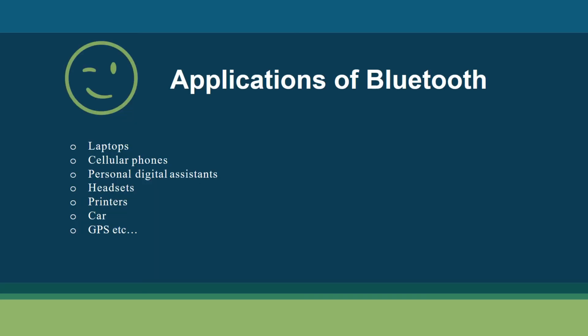These are applications of Bluetooth which you already know. Bluetooth has especially been used in laptops, mobile phones, PDAs, headsets, printers, keyboards, mice, and even in cars you will have a Bluetooth music system, where you can talk through Bluetooth with someone, or connect your phone with the audio system in the car, and similarly GPS. These are some of the applications of Bluetooth.